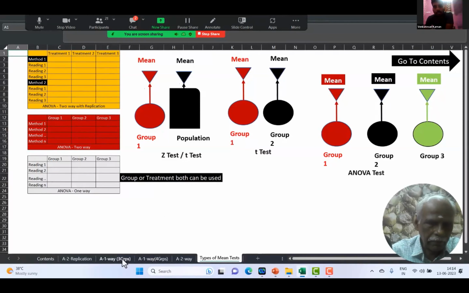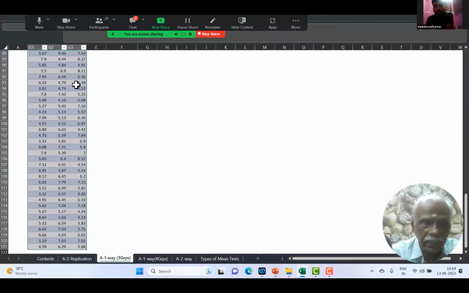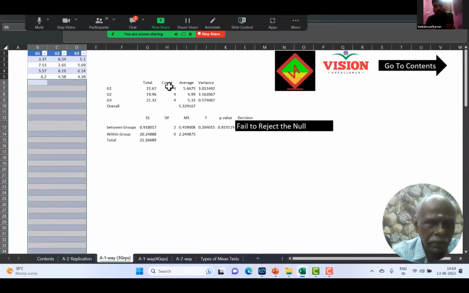See here, first we will go for ANOVA one way with 3 groups. Here is the data, and you will get the result here. All you need to do is fill up the data here. I have filled up the data. What I will do is Control Shift Down and delete it. You can see here the count is only 4 because there are only 4 data points, and the average is calculated, and the result is fail to reject the null.